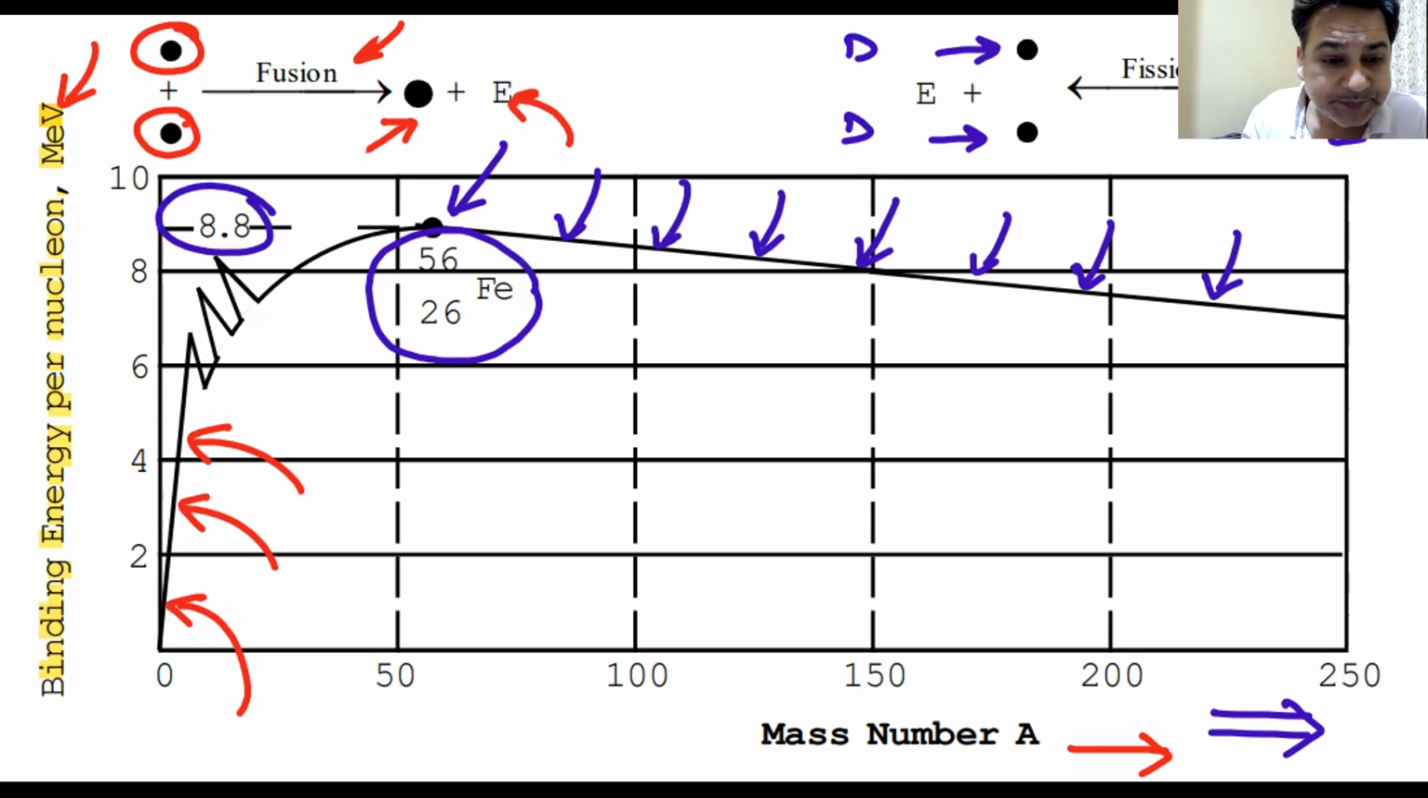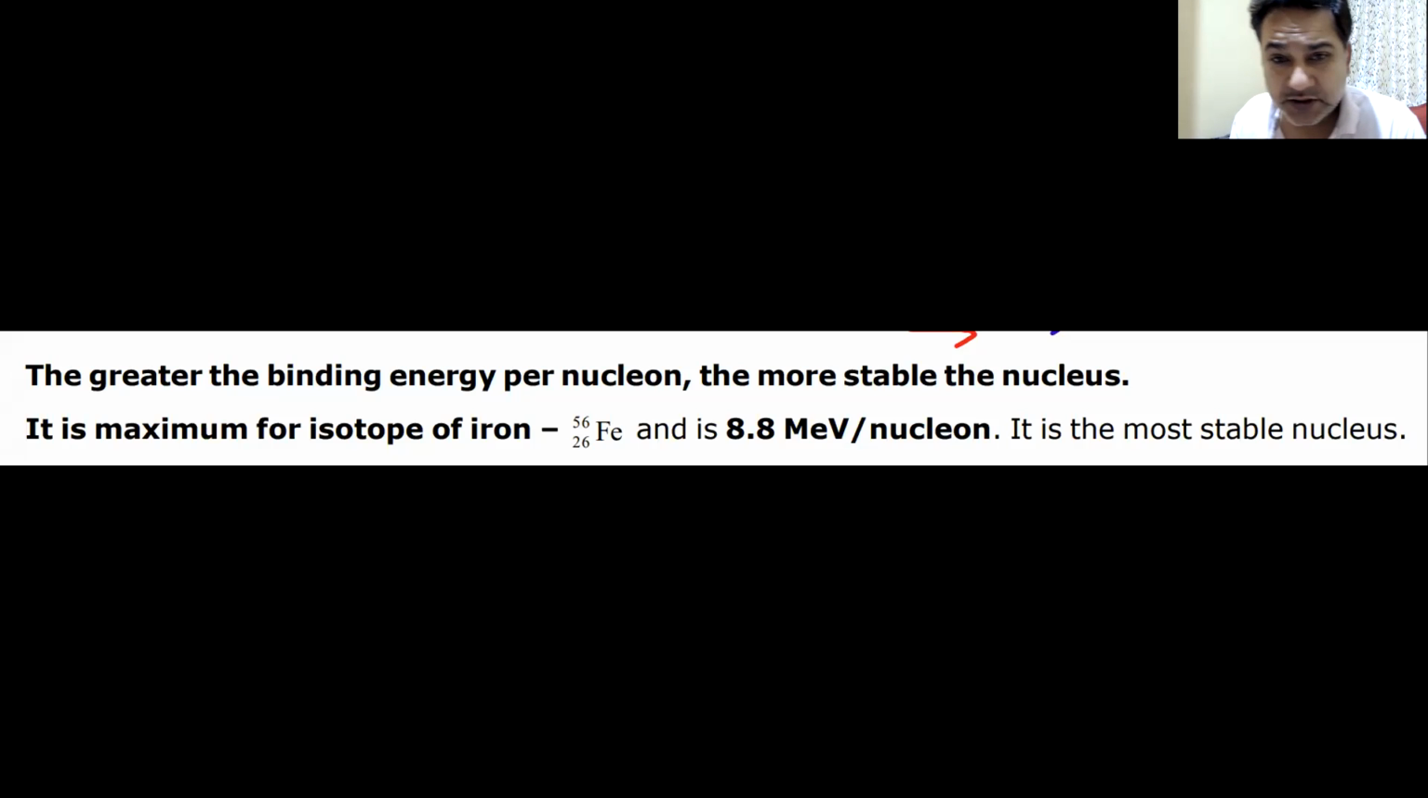Everyone understands this? Then these are the 2 points that you understand. We have already discussed them. The greater the binding energy per nucleon, the more stable is the nucleus. I have discussed this. It is maximum for iron 56, 26, which is 8.8 mega electron volt per nucleon, and this is the most stable nucleus. Do we understand this, everyone? Yes, sir. Then what else do we understand from this table?